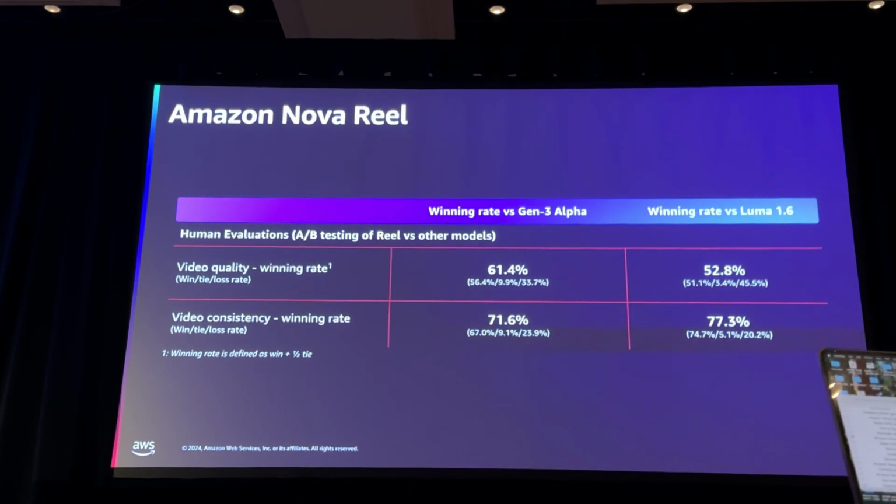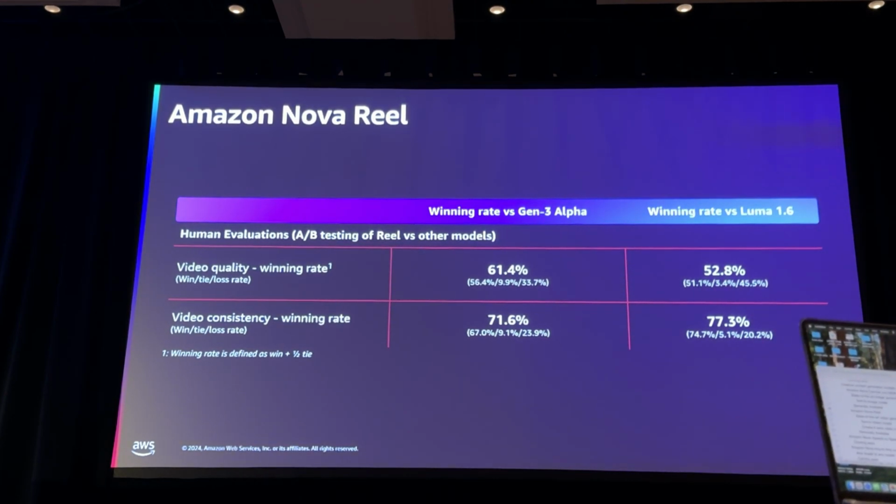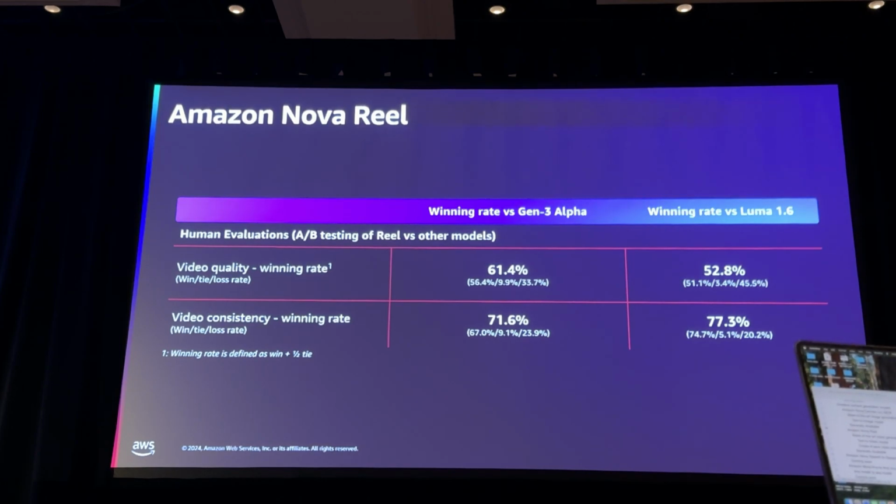The way we do human evaluations is we have a bunch of text prompts. For each text prompt, we generate a video using our Amazon Nova Reel model. We generate a video using the third-party model like Gen 3 Alpha or Luma 1.6, and then we show it to human annotators. It's a blind A/B testing. The human annotator does not know which one corresponds to which model, and the annotator is trained to look for certain specific aspects in the videos.